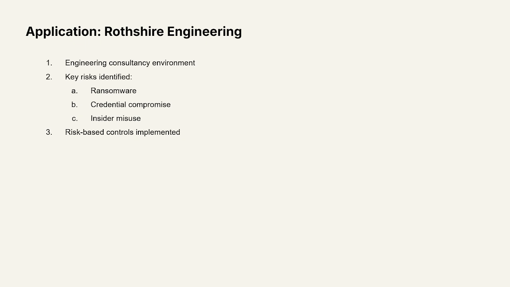So moving forward, I also applied the ISO 31000 framework to Rothshire Engineering, a real engineering consultancy. Key risks included ransomware, credential compromise, and insider threat. Controls such as EDR, MFA, access control, and backup were selected based on risk priority, cost effectiveness, and operational feasibility.